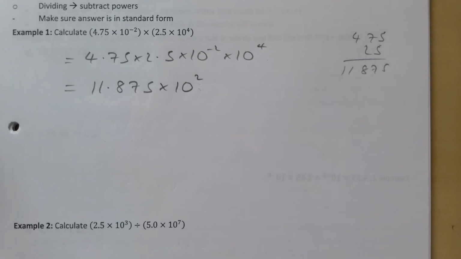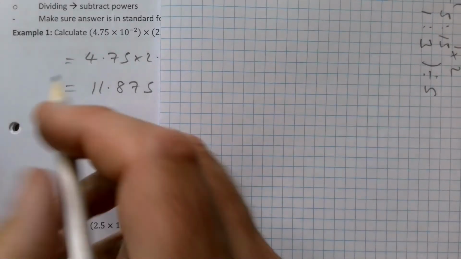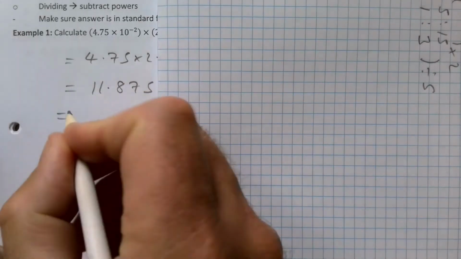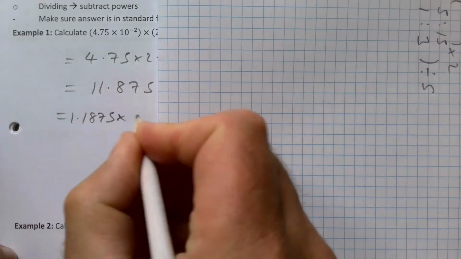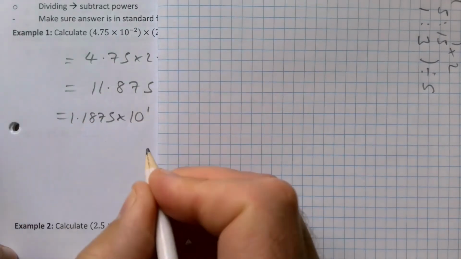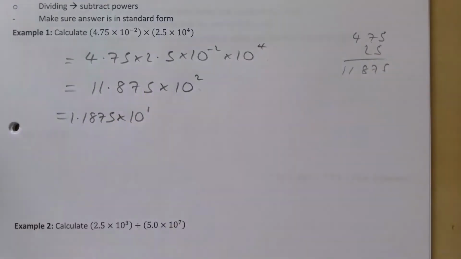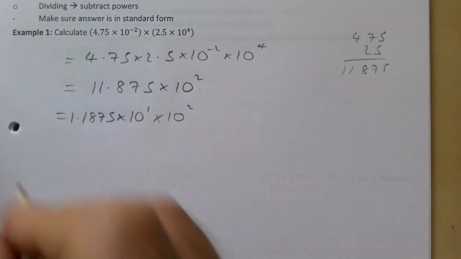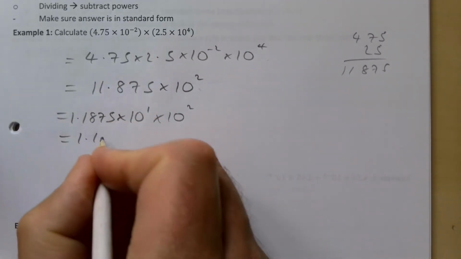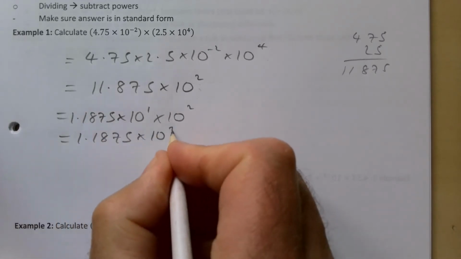So what I tend to do then is hide it. So let's go a bit of paper. I hide this bit and just change this into standard form. So how do you write this number in standard form? It's going to be 1.1875 times 10 to the power 1. That's this number here that's covered up in standard form, and then we're timesing that by 10 to the power 2. That gives me 1.1875 times 10 to the power of 3.